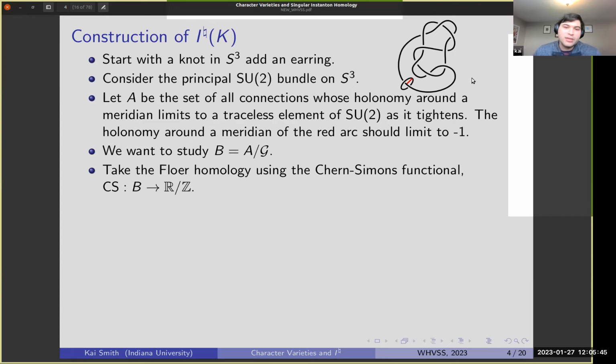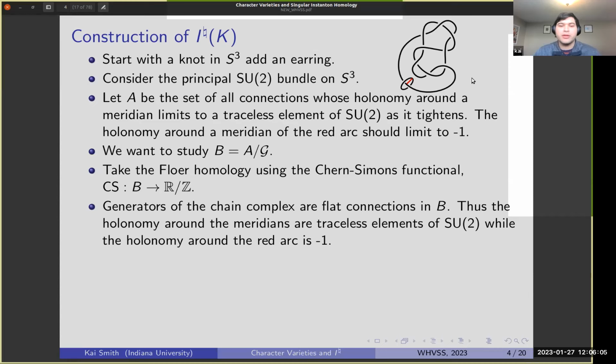So to study this space B, you take the Floer homology, which is sort of the infinite dimensional version of Morse homology with respect to the Chern-Simons functional, which takes in a connection mod gauge and gives you a real number mod the integers.